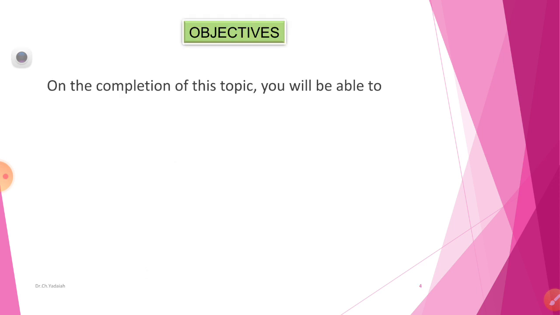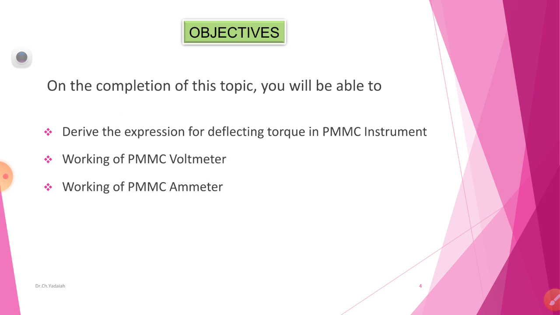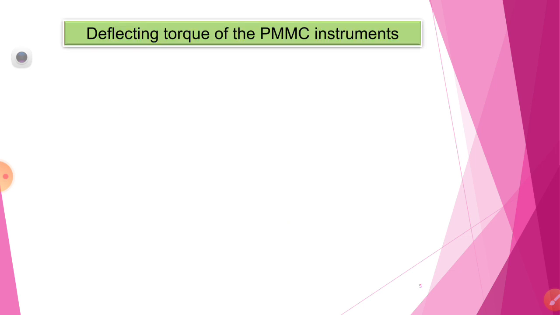Today's objective: on completion of this topic, you will be able to derive the expression for the deflecting torque in a permanent magnet moving coil instrument, and explain the working of PMMC as a voltmeter and the working of PMMC as an ammeter. Now, we are going to produce a deflecting torque. The TD is directly proportional to the input variable, which may be current or voltage.